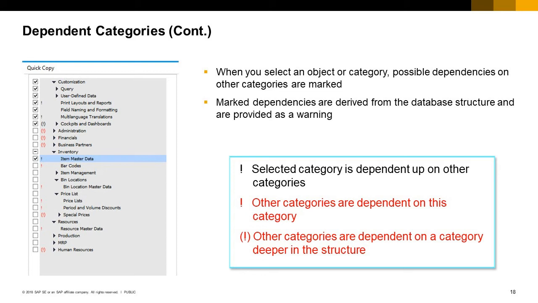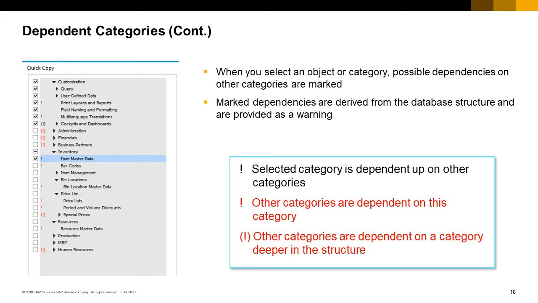These dependencies are derived from the database table structure, and not from the actual data records to be copied, and are therefore provided as a warning for you to check if records in the marked category should also be copied. In the example shown, the item master data category is selected. A black exclamation mark indicates that the item master data category is possibly dependent on other data categories.